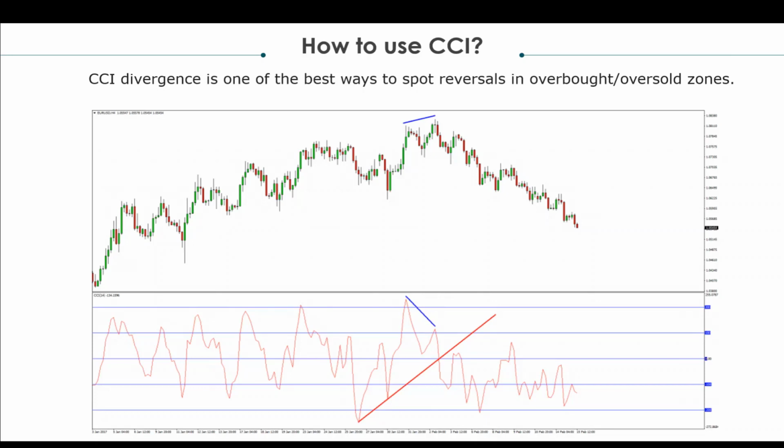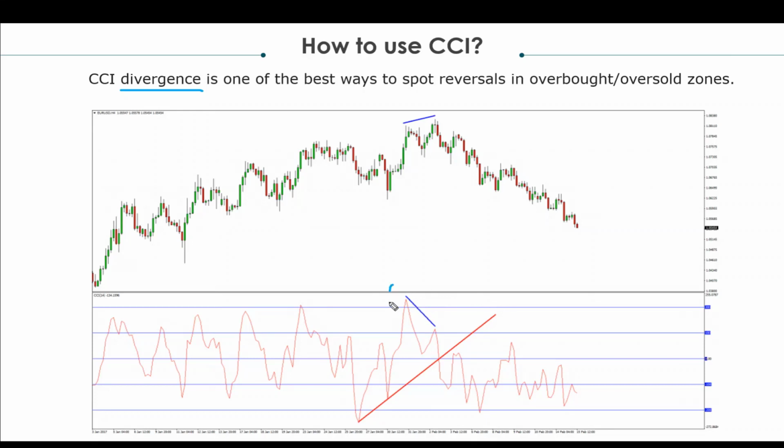As we mentioned, extreme zones is the first thing, overbought, oversold conditions, and assuming that this is the zero level, we have plus 100, plus 200. So anytime the price reaches these extreme levels, we can start looking for reversal signs in order to catch a given trade. And the very first thing we're going to talk about is divergences.